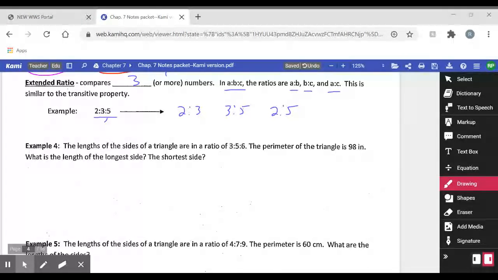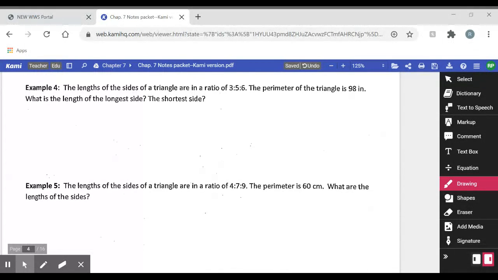So now down here on example 4, it's saying the lengths of the sides of a triangle are in the ratio of 3 to 5 to 6. The perimeter of the triangle is 98 inches. What is the length of the longest side and what is the length of the shortest side?